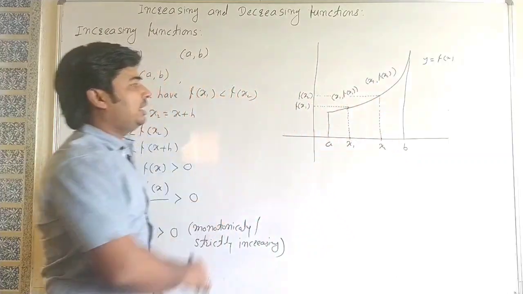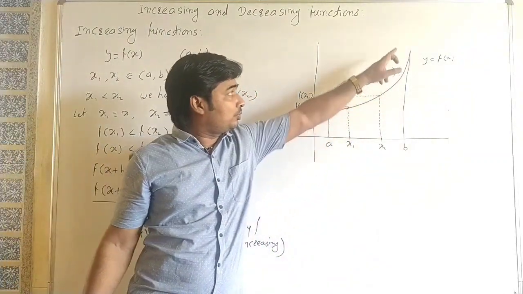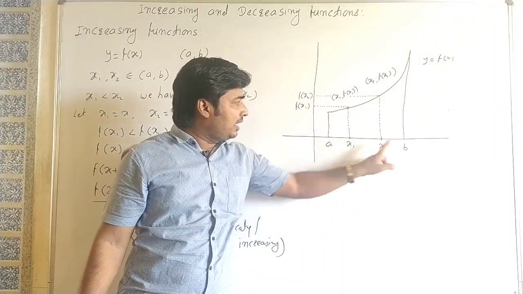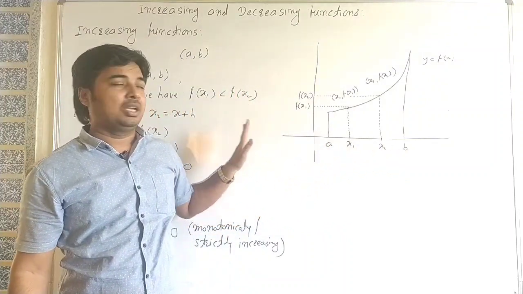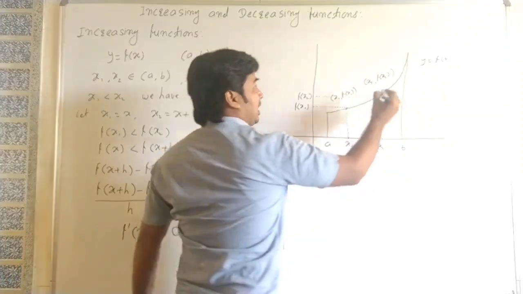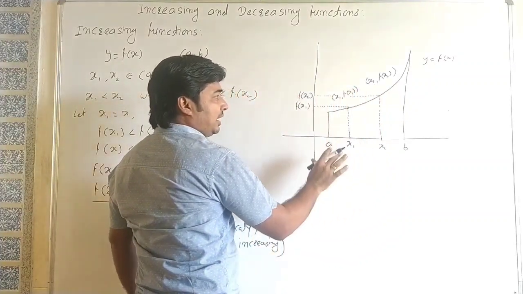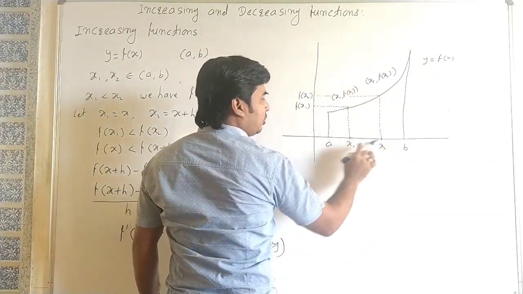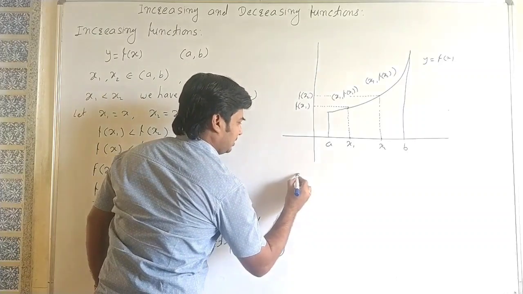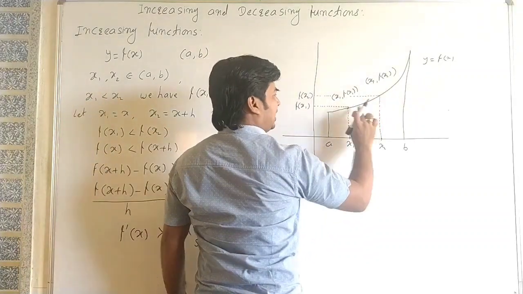Okay, here we can draw a tangent to the curve y is equal to f of x at any point in the interval a comma b. Then the slope of any tangent in interval a comma b, here it is any tangent at any point.